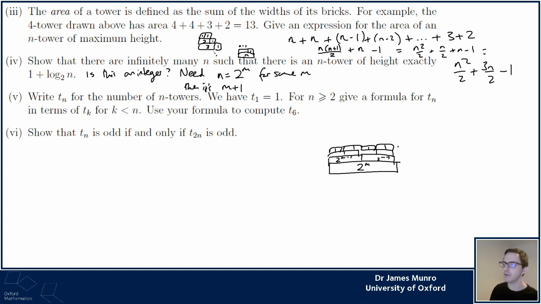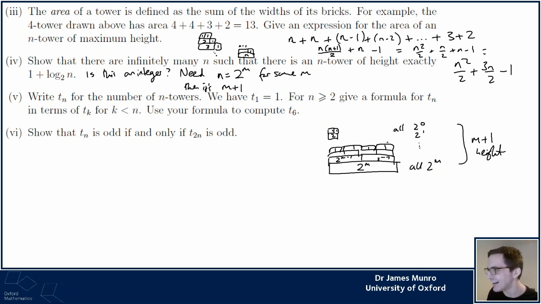then I'll go down like this until I get to a row at the top that's all 1s. That's all 2 to the 0. The row below it will be all 2, which is 2 to the 1. The bottom row is all 2 to the m. So that's m plus 1 height, because of that extra row on the top that's all 1s. That's height m plus 1, and n is 2 to the m.